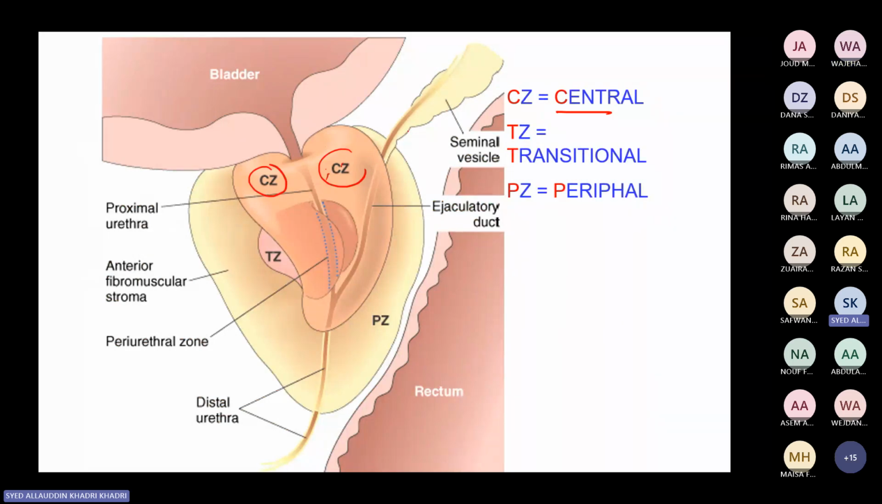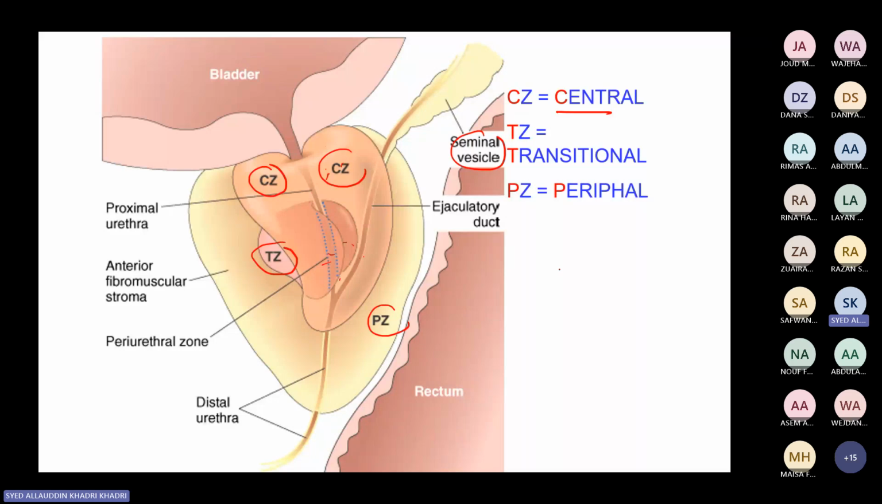And this is basically the seminal vesicle, from where all the semen is collected and thrown into this area. And we have the TZ, the transitional zone. Can you see over here? The TZ, transitional zone. And this is the peripheral zone.